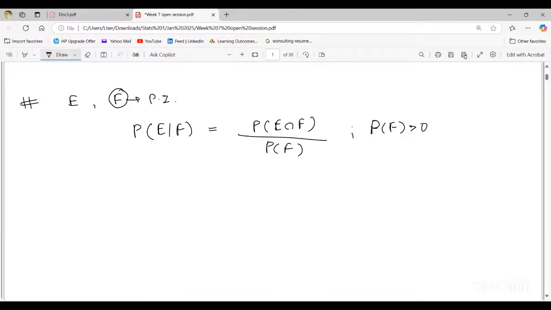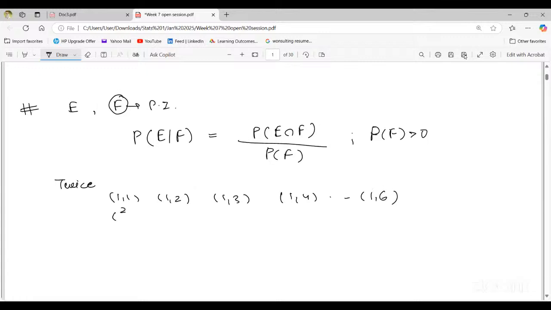Let's say I am rolling a dice twice. So what is my sample space? It would be 1,1; 1,2; 1,3; 1,4; similarly up to 1,6, correct? Similarly till 2,6. Then we would be having 6,1 till 6,6. So in total, we are having 36 samples here.